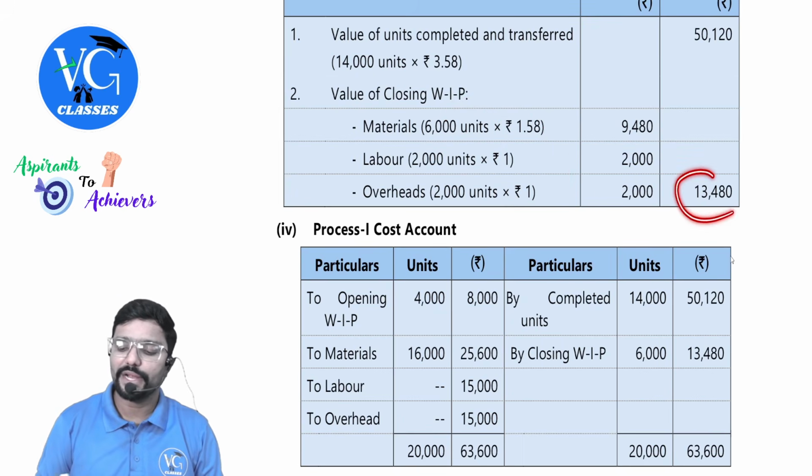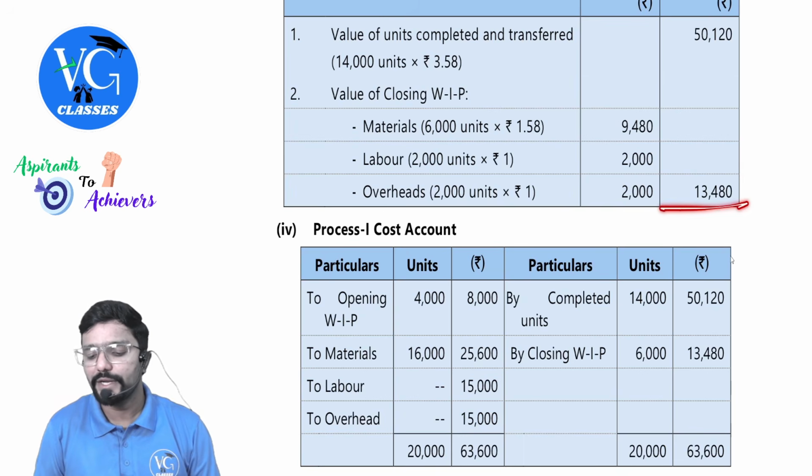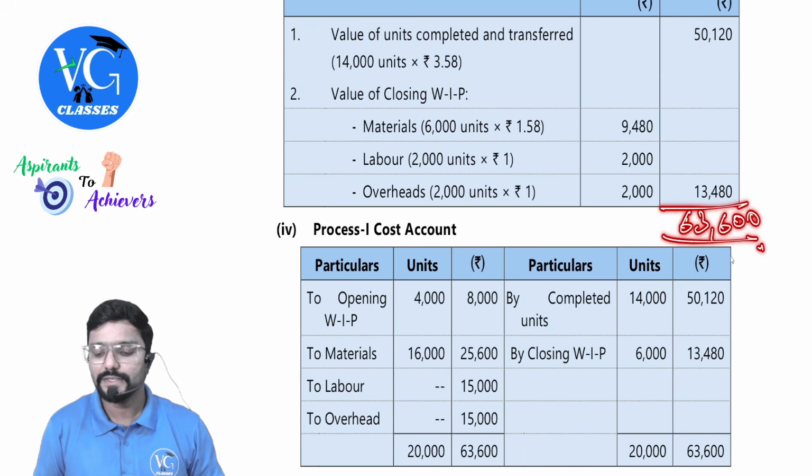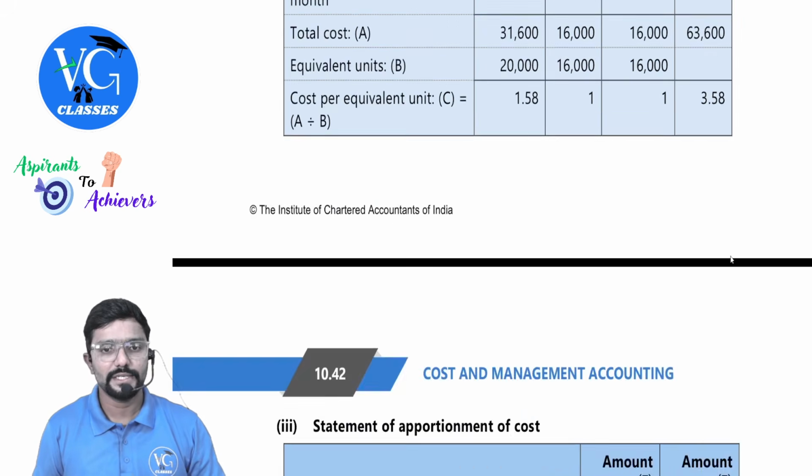Okay, so how much do you get? 13,480. You can tally the total. 63,600. 63,600, guys. Is it matching here?